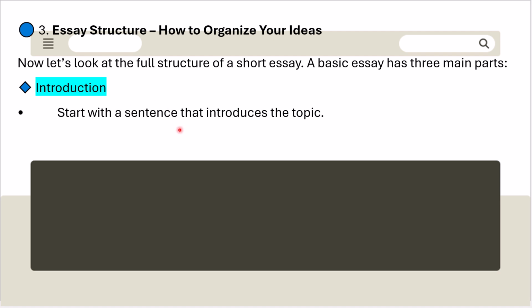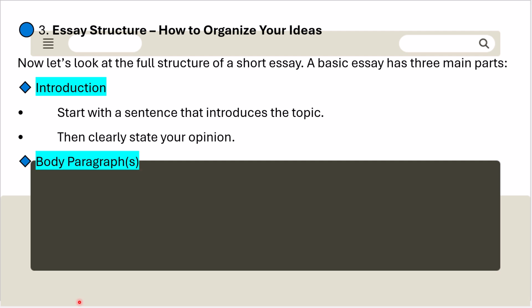What should we include in an introduction? Start with a sentence that introduces the topic. Always begin with a topic sentence which is talking about the topic of the exam. Then clearly state your opinion. So this is the introduction. In this way you can start. Give a clear, strong topic sentence, support your detail, and also give your opinion in the introduction.